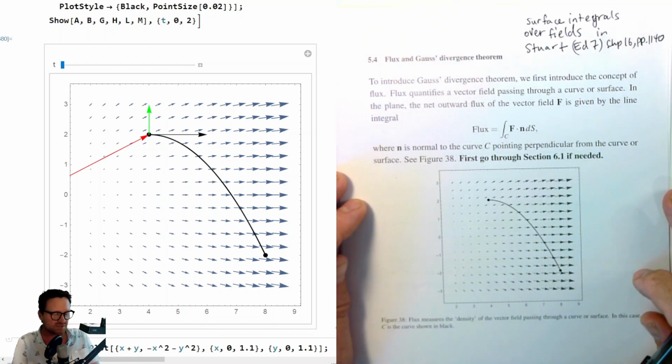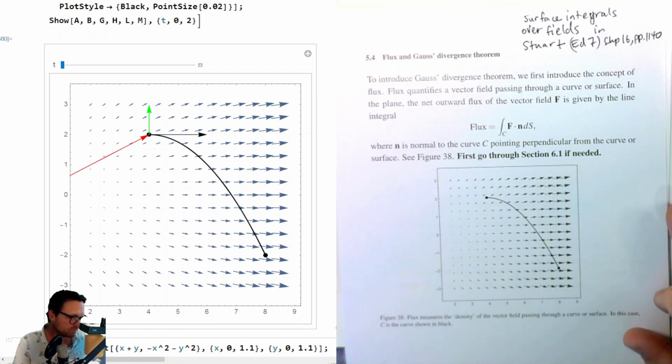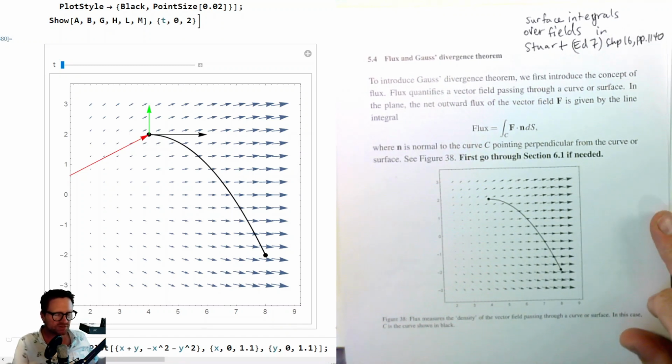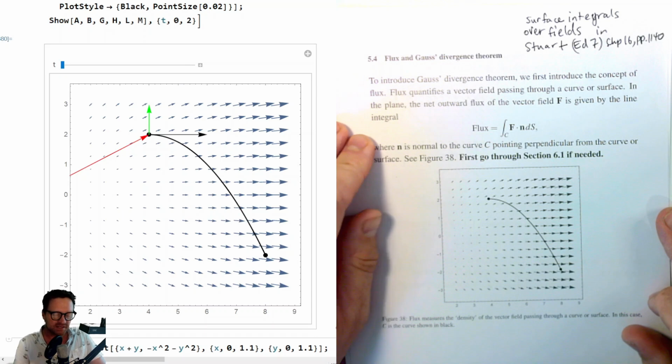All right, so to introduce Gauss's divergence theorem, and again, this is sort of motivation for the need for div, for example. We introduce the concept of flux. This quantifies a vector field passing through a curve or a surface. In the plane, the net outward flux of the vector field f is given by the line integral.